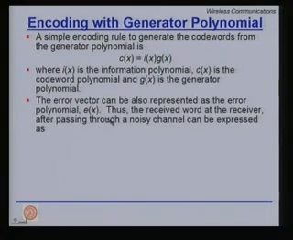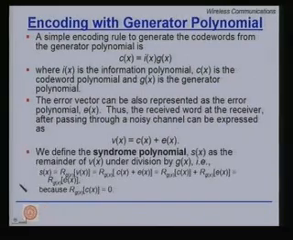The error vector can also be represented as the error polynomial e(x). It should show at what location, and what is the magnitude of the error. Thus, the received word at the receiver after passing through a noisy channel can simply be expressed as the received word v(x) equal to c(x), the code word polynomial, plus the error polynomial e(x).